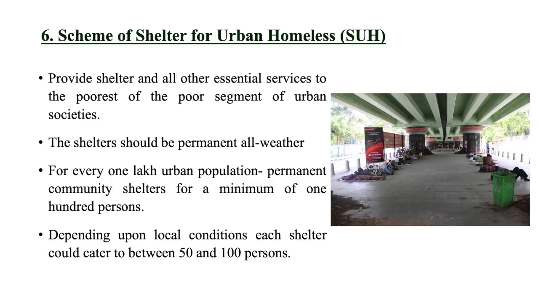Followed by this, we have a component called the Scheme of Shelter for Urban Homeless. The main aim of this component is to provide shelter and all other essential services to the poorest of the poor segment of urban society. The shelters should be permanent, all-weather, 24/7 shelters for the urban homeless for every 1 lakh urban population. Provision should be made for permanent community shelters; depending upon local conditions, each shelter should cater to between 50 to 100 persons.